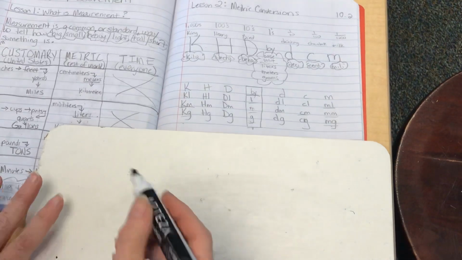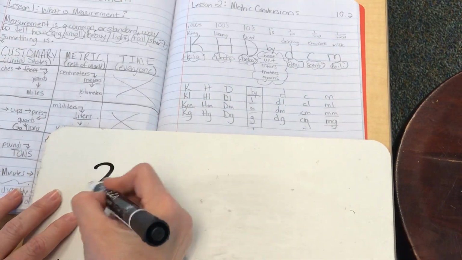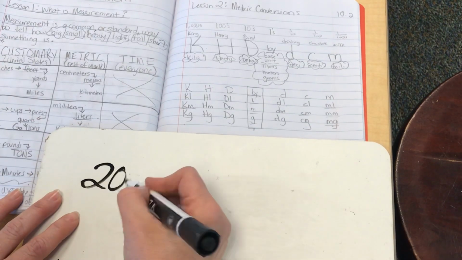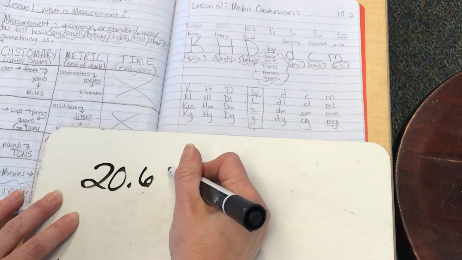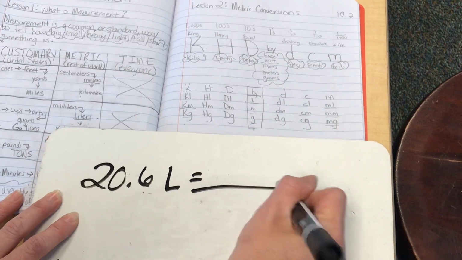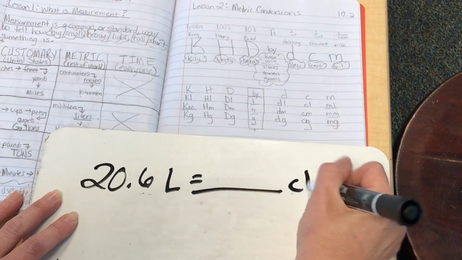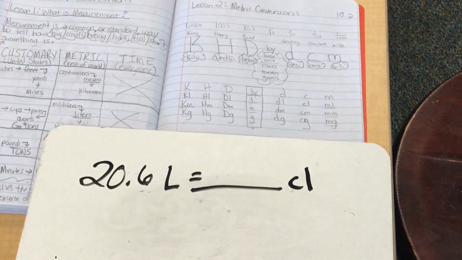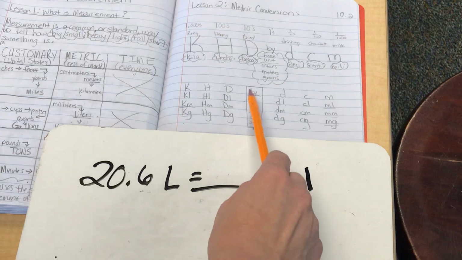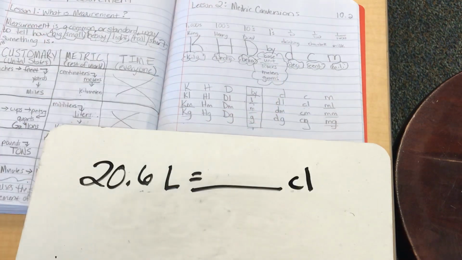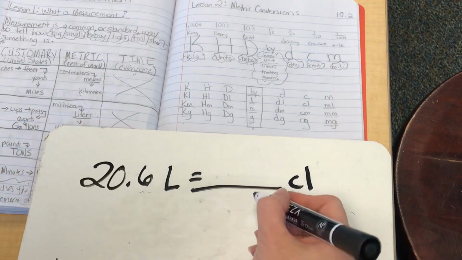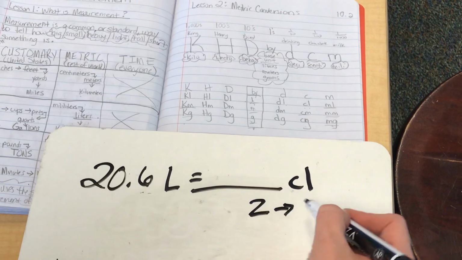Okay, so we're going to go from 20 and 6/10 liters equals how many centiliters? Okay, so figure out your jumps. I'm not going to say it out loud. How many jumps is that, guys? Okay, I hope you said 2 jumps. So that's 2 jumps and it was going this direction, which is 2 to the right.